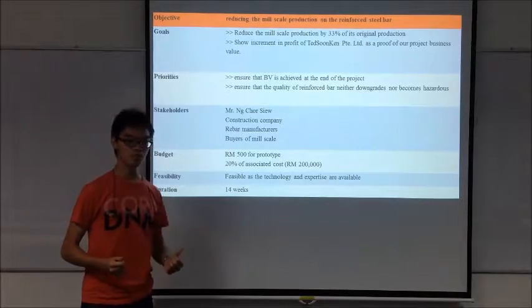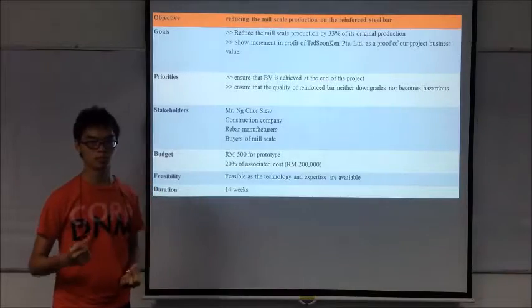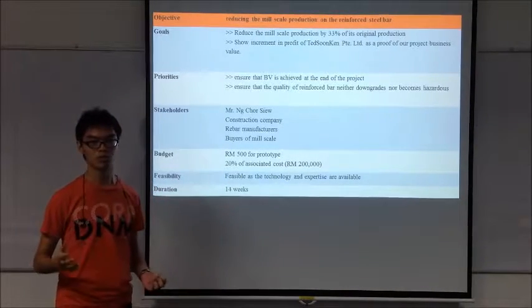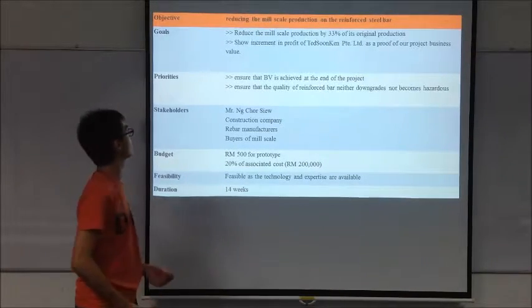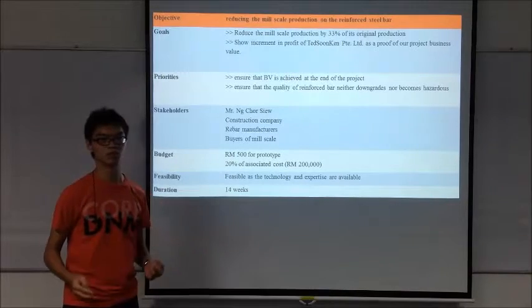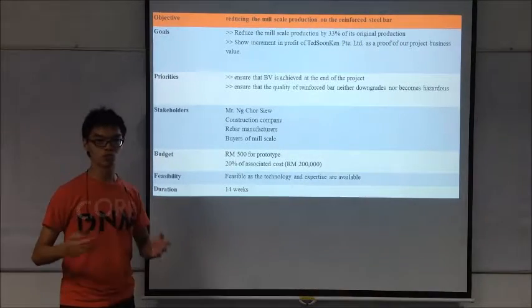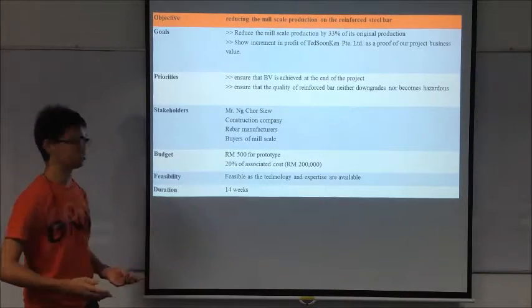Our goal, we have 2 goals. First of all, reduce the mill scale production by 33% of the original production. Secondly, to show the increment in profit in Teck Sun Ken Private Limited as a proof of our project's business value. We also have 2 priorities. First of all, we need to ensure that BV is achieved at the end of the project and ensure that the quality of the rebar neither downgrades nor becomes hazardous.